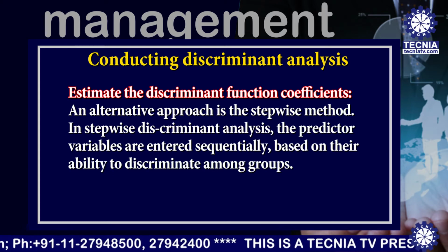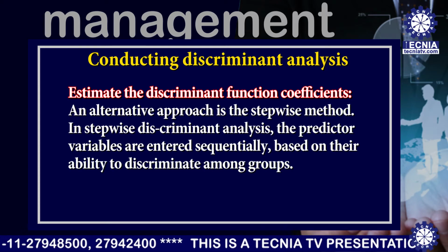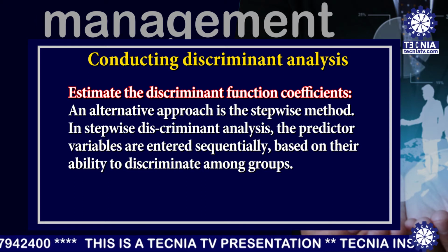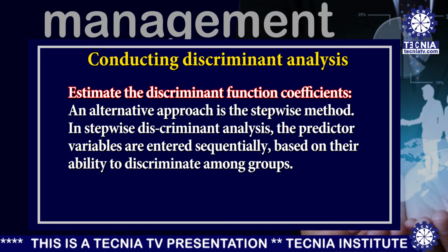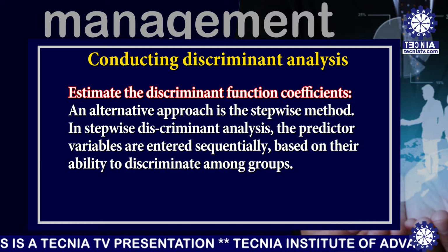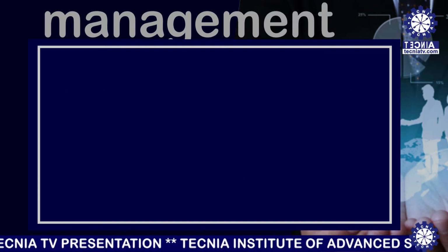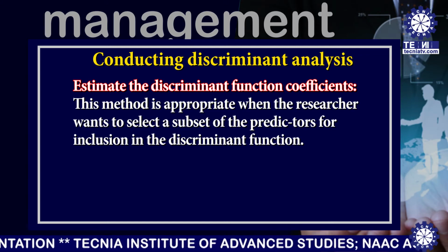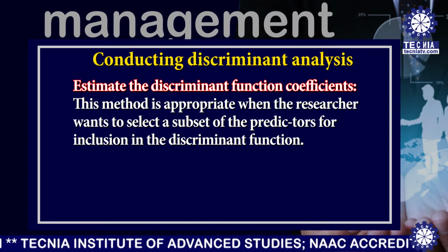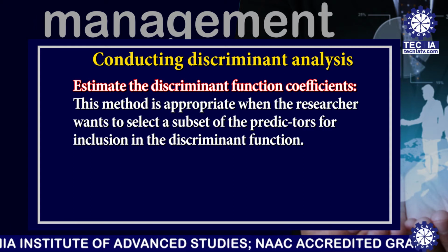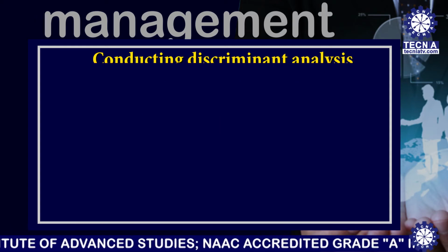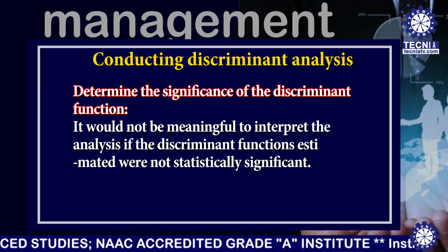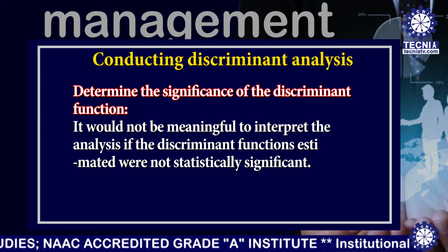The alternative approach is the stepwise method. In stepwise discriminant analysis, the predictor variables are entered sequentially based on their ability to discriminate among groups. This method is appropriate when the researcher wants to select a subset of the predictors for inclusion in the discriminant function. Now I am explaining step 3, which is determine the significance of the discriminant function.